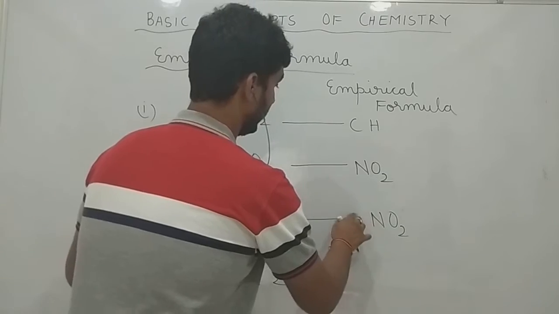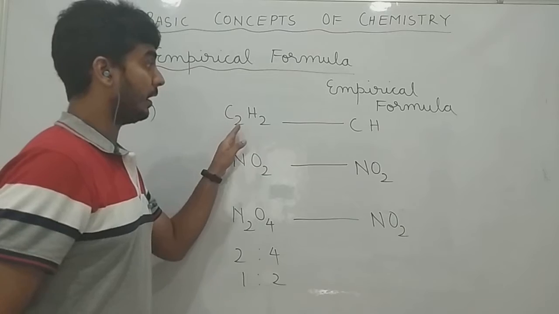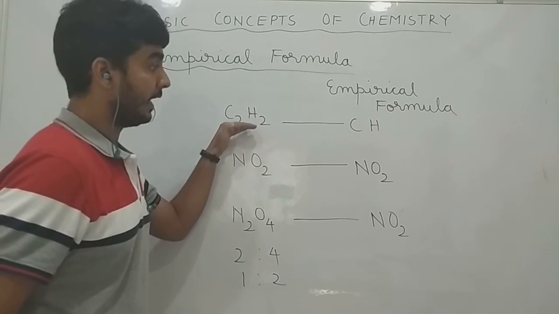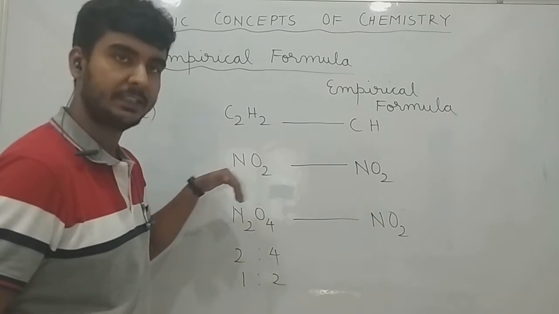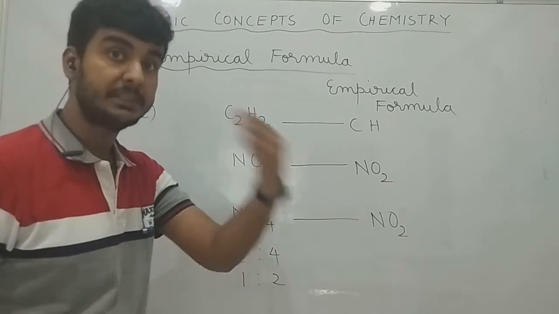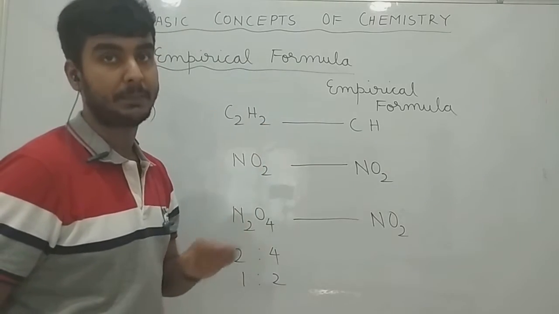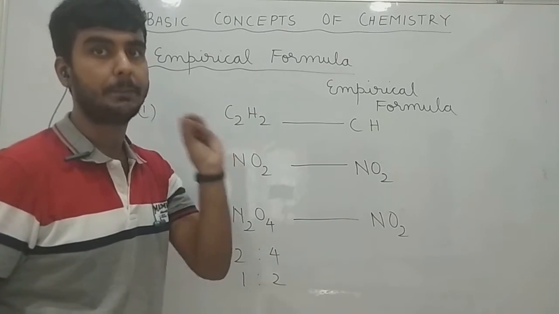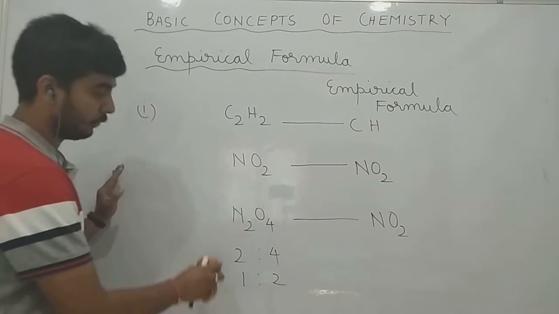NO2. So what I mean to say is, if the ratio between the atoms of the element is in its simplest form, then you cannot simplify it further, and then that formula becomes the empirical formula. But if the ratio between the atoms can be simplified further, then you can simplify it to get the simplest whole number ratio, and in that case you will get a different empirical formula which will be different from the formula of the substance or the formula given to you.